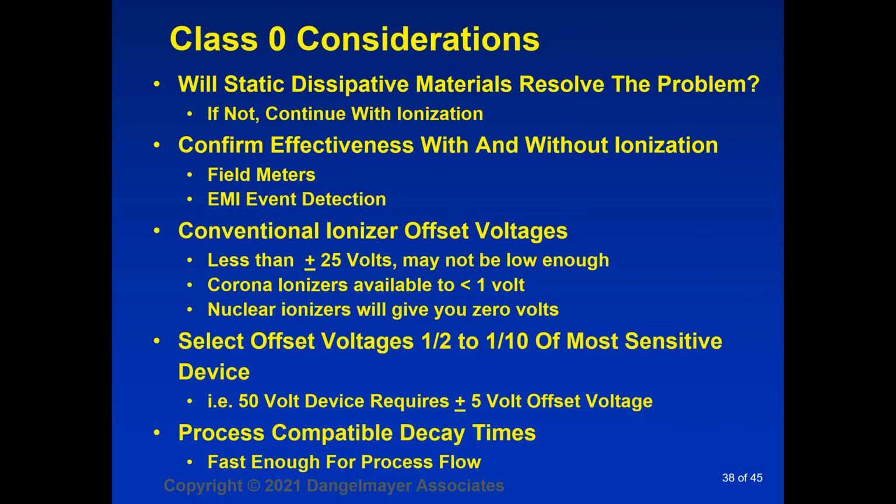You typically want to select your offset voltages between 1/2 and 1/10 of the most sensitive device. So for instance, if you had a 50 volt device in your operation, you might want to have ionizers that maintain a plus or minus 5 volt offset voltage. Whether it's 1/2 or 1/10 depends on your feelings of how much margin of safety you want. But there are ionizers available that will give you what you're looking for.